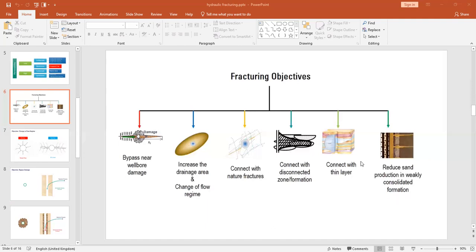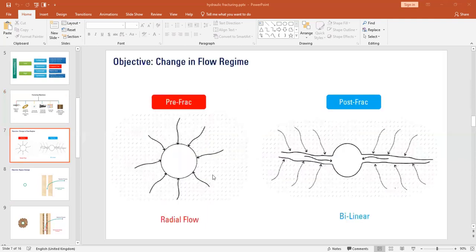So there are various reasons why a company may carry out hydraulic fracturing, but generally our focus may just be around this particular area. To simplify our study, our focus will mainly be around this particular area. So I've already explained the change of flow regime.